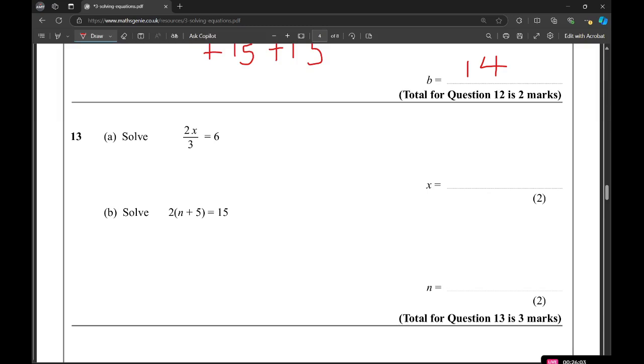13a. Solve 2x over 3 equals 6. Step 1. I don't like this little fraction here, so I'm going to times by 3 on both sides. And I have 2x equals 6 times 3, which would be 18. So 2x equals 18. I don't want 2x, I just want x or 1x. So I'm going to divide by 2 on both sides. So 18 divided by 2 is equal to 9.